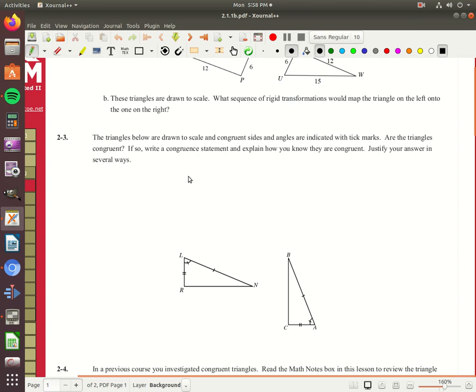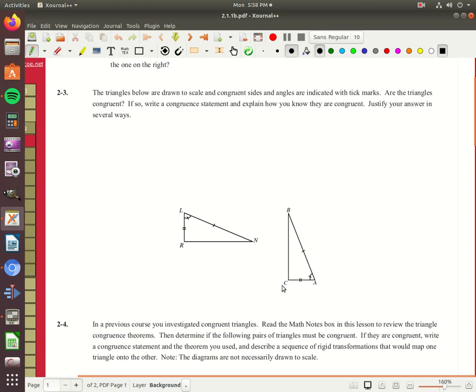Okay, so the triangles below are drawn to scale, and congruent sides and angles are indicated with tick marks. So are the triangles congruent? If so, write a triangle congruent statement to explain how you know they're congruent. So, excuse me, a couple things. First of all, I know that this side matches up with this side, this angle matches up with this angle, and this side matches up with this side. So to me, this looks like side angle side congruence. Hopefully you guys recall that. The angle connects the two sides, here and here, and the A connects the S. So I would say, yeah, they are.